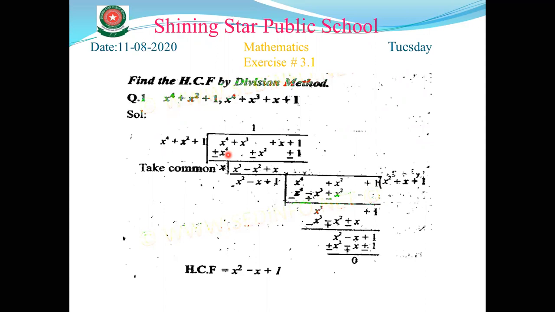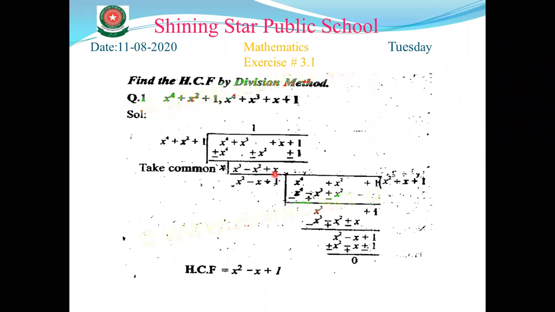Write the same variable and same power of the variable. Let's suppose if we have x square, we write the x square below the x square. Here we have x power 4, so we write x power 4 below the x power 4. Now, change the signs. Plus changes into minus. X power 4 cancels. Plus 1 minus 1 cancels. Remaining is x cube minus x square plus x.